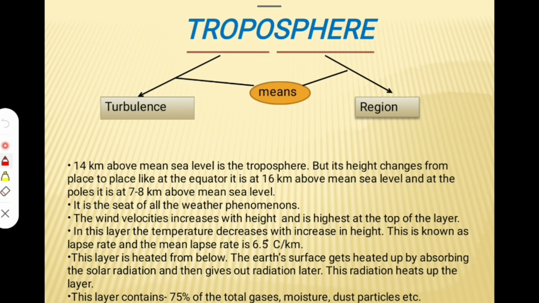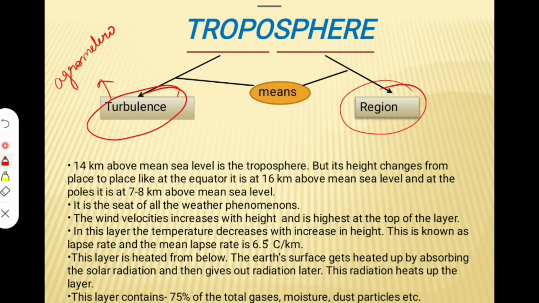The first layer is the troposphere. Tropo means turbulence and sphere means region. Why turbulence? Because all the agrometeorological phenomena occur in this layer. The main thing is the height of the layer.